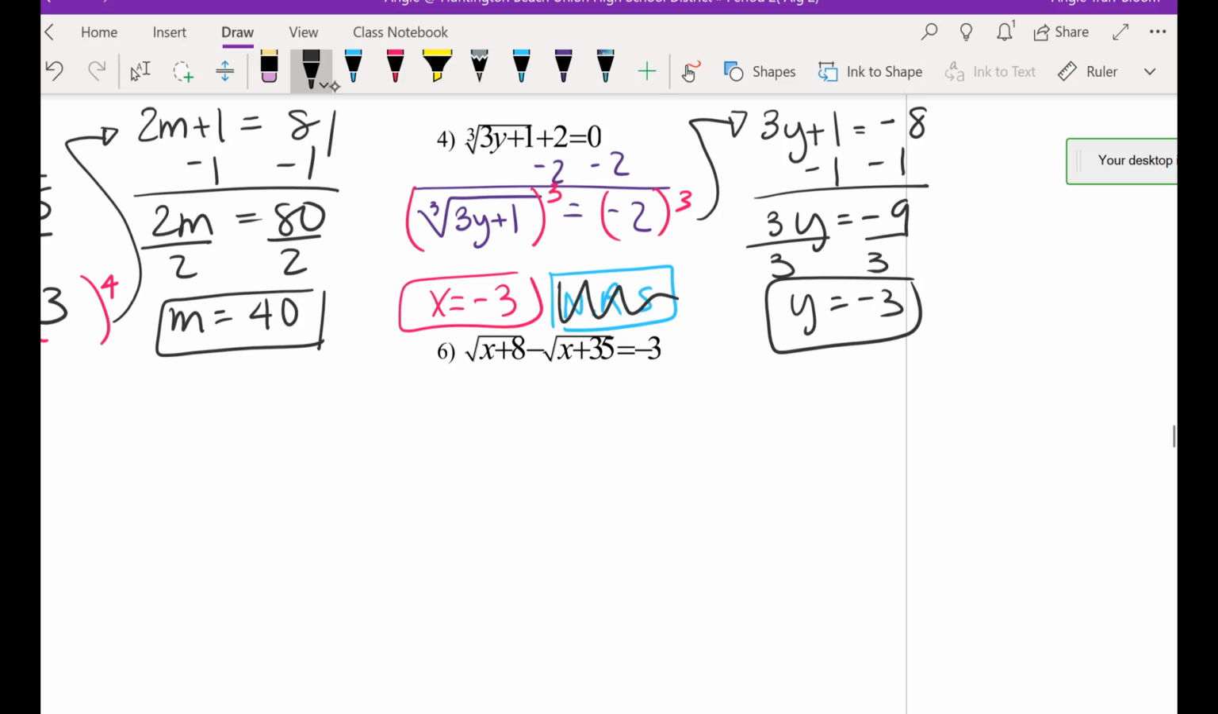Is it okay to have a negative under an odd index? Yes. Yes. That's an egg roll. Go ahead and wrap it up.